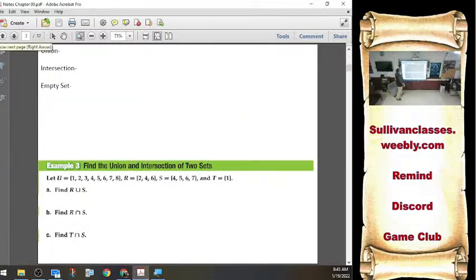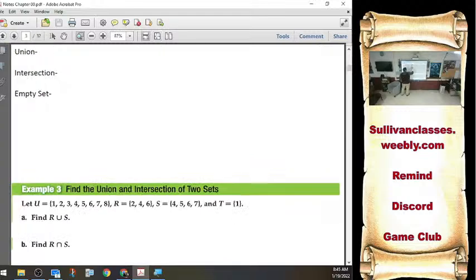Okay, union, intersection, and empty set. We have been using something like union for a long time. So that's union. And it's very similar to OR.